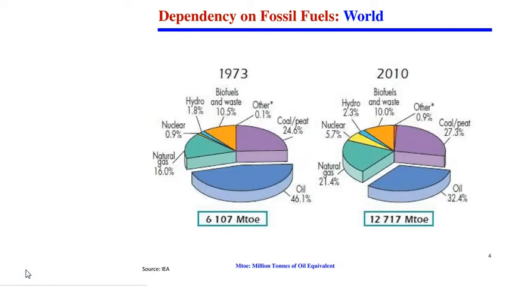Let's see the proportion of this fossil fuel, how we get it. In the early 70s, oil was contributing 46%, natural gas was 16%, coal was nearly 25%. Again, you can see that a lot of dependency was on these fossil fuels. Again, this is from 2010, the energy use almost doubled, from 6,000 million tons of oil equivalent to nearly 12,000 or 13,000 million tons oil equivalent.